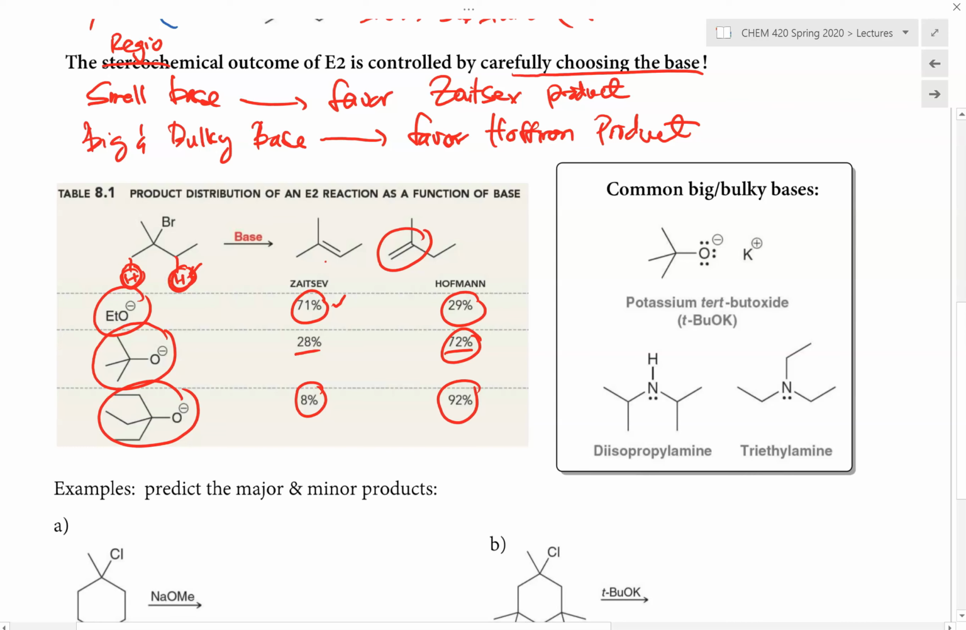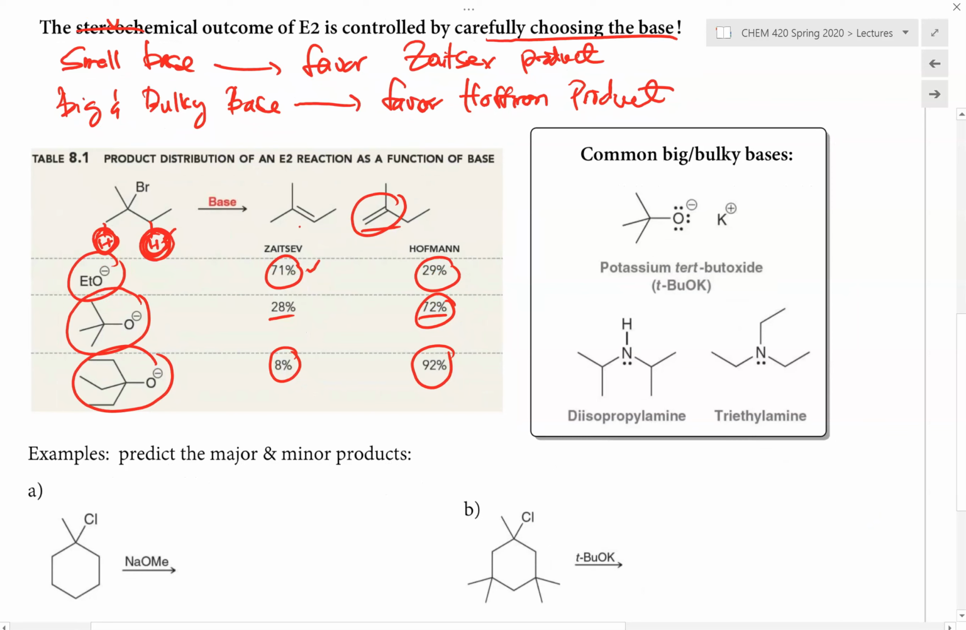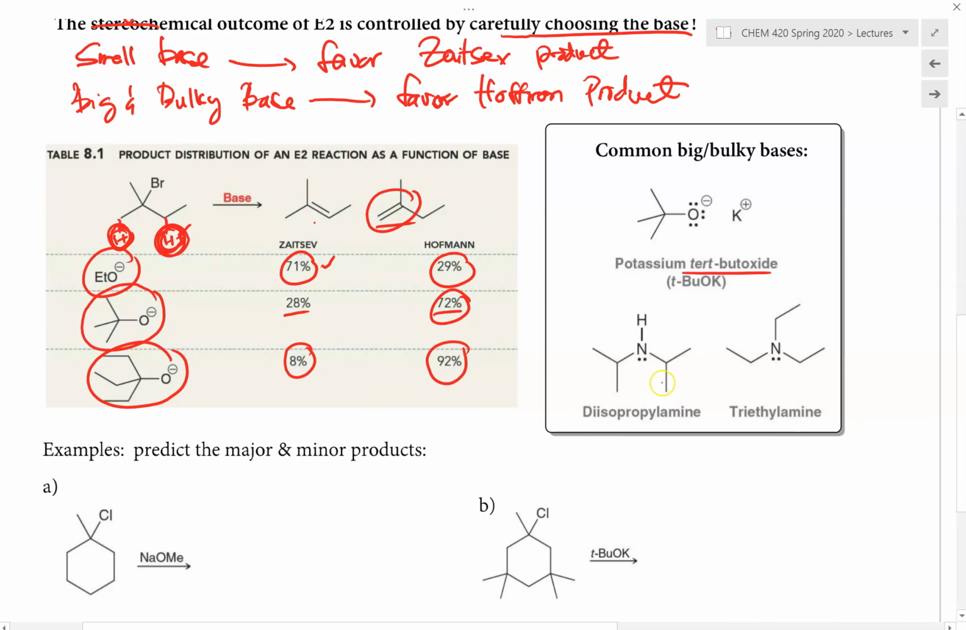But if we use a big and bulky base, it becomes more difficult for the base to come in and pick up this hydrogen right here due to sterics. So it would rather pick up the hydrogen on the terminal end, so that we produce the less substituted alkene, or the Hofmann product. And some of the common big and bulky bases are as follows. This is called tert-butoxide, and some of the other bigger bases are diisopropylamine or triethylamine, and these are the chemical structures. Basically, the more bulky this alkyl group is, the more bulky the base becomes.